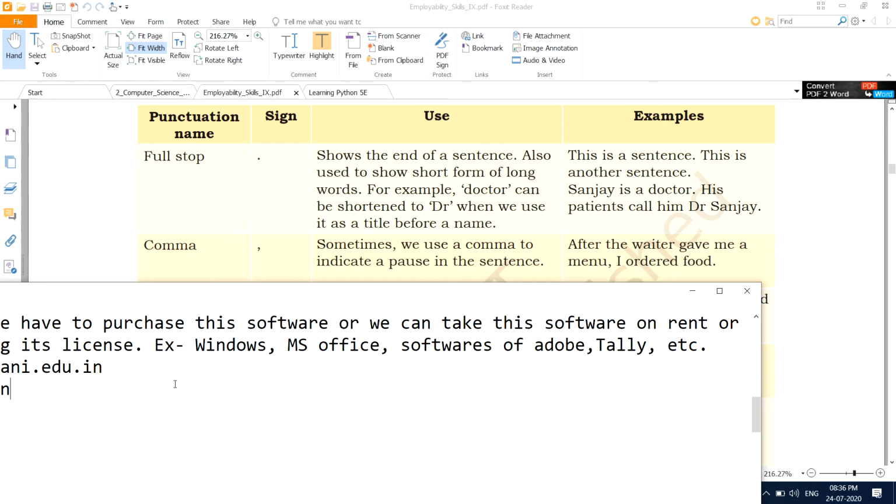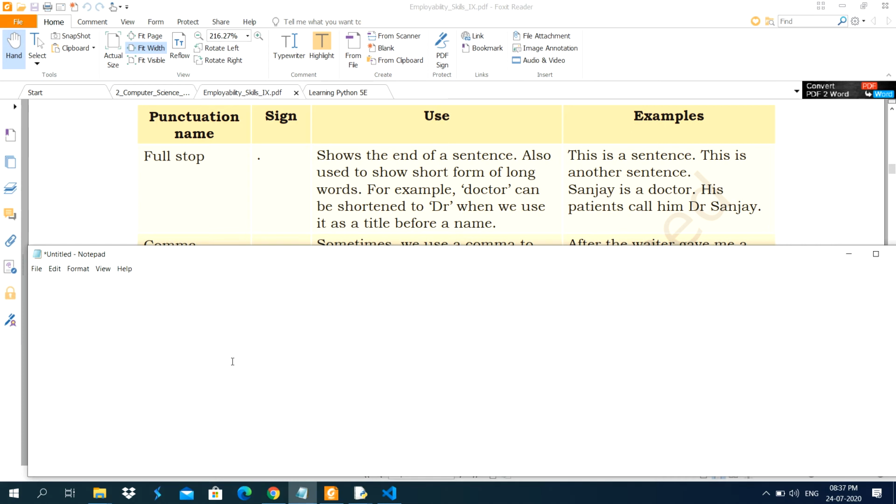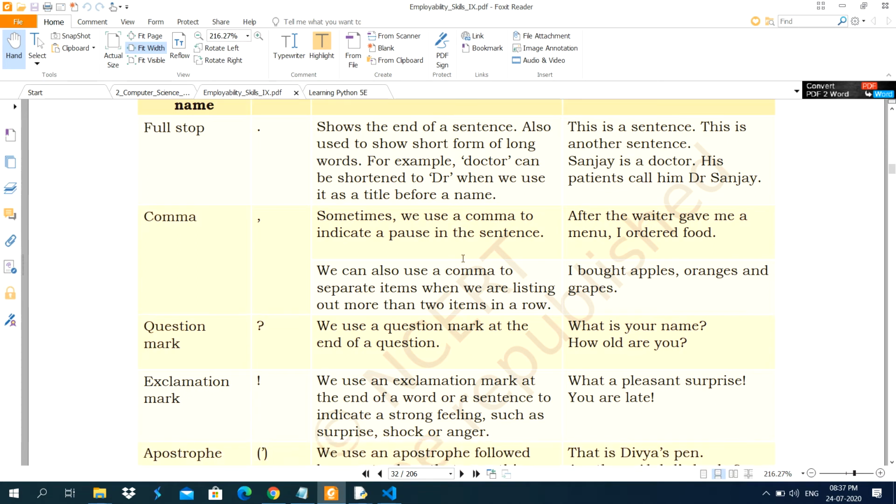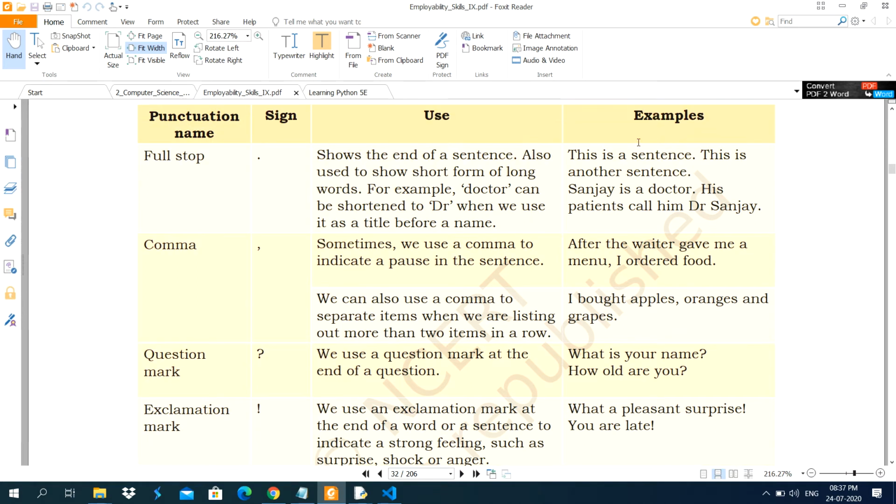Or like here we write a sentence in this way. If we write the short form D.A.V., it has one full form, that is Dayanand Anglo-Vedic. So we are writing this word in short form. And the example is, this is a sentence. This is another sentence.